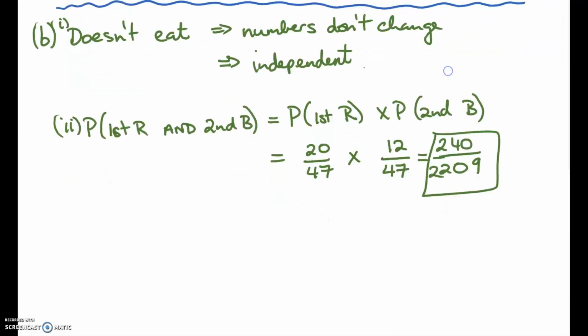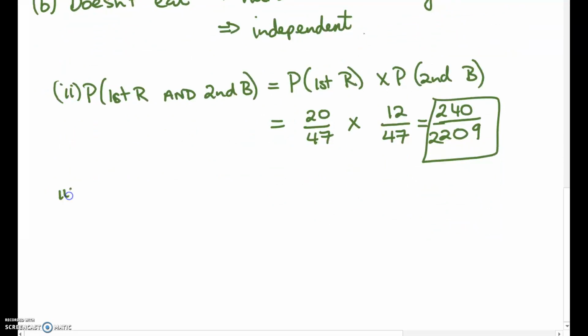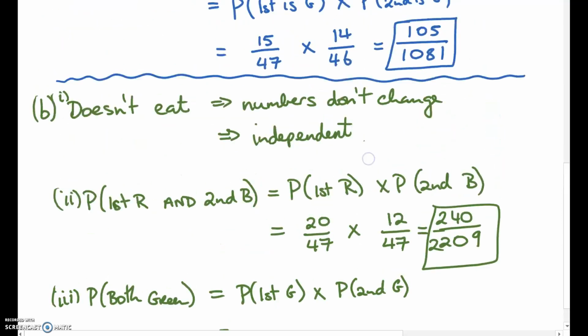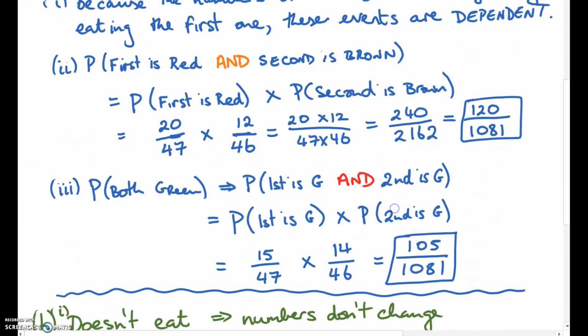Then we look for the probability that both are green. And I realize this video is a little bit longer than normal. The probability that the first is green times the probability that the second is also green. Well, if she didn't eat the first one, she's unlikely to be happy that she got a green the second time around as well, but still that's what we consider success from the point of view of the math. So how many greens were there originally?